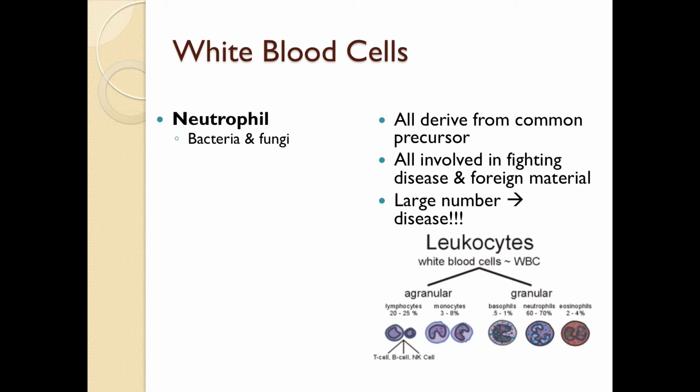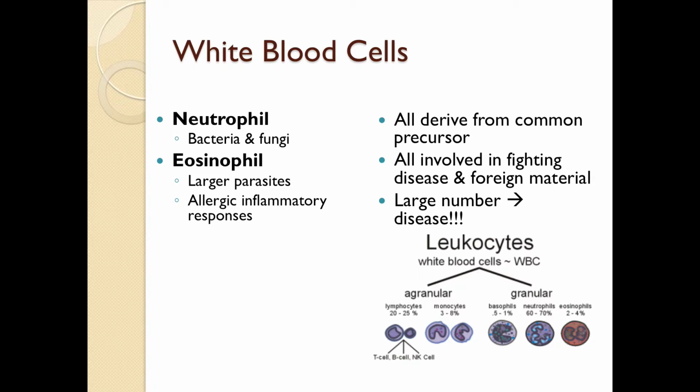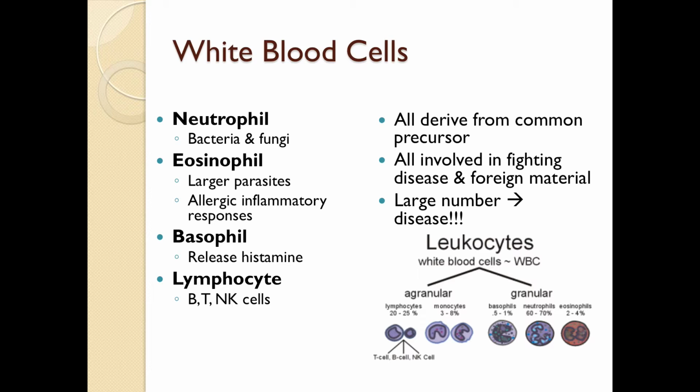So neutrophils are cells that are thought to be designed to fight bacteria and fungi. Eosinophils are cells that are really good at fighting larger parasites, but they're also responsible for things like allergic inflammatory responses that make you feel really miserable when you bind an allergen. Basophils include things like mast cells. They release histamine.